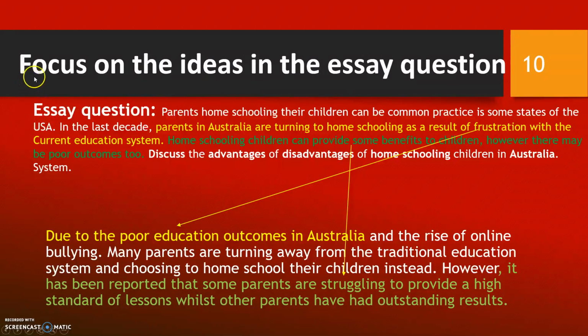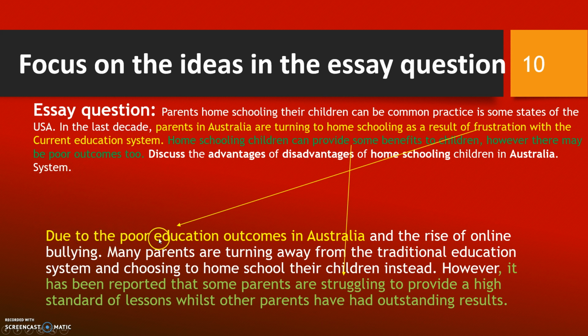So just a reminder, in the next section we're focusing on the ideas in the essay question. Let's go back and have a look at the essay question. What were some of the ideas here? We've got parents in Australia are turning to homeschooling because they're frustrated. We've got homeschooling can provide benefits. However, there are poor outcomes too. So I've connected this into my essay. Let's take a look here.